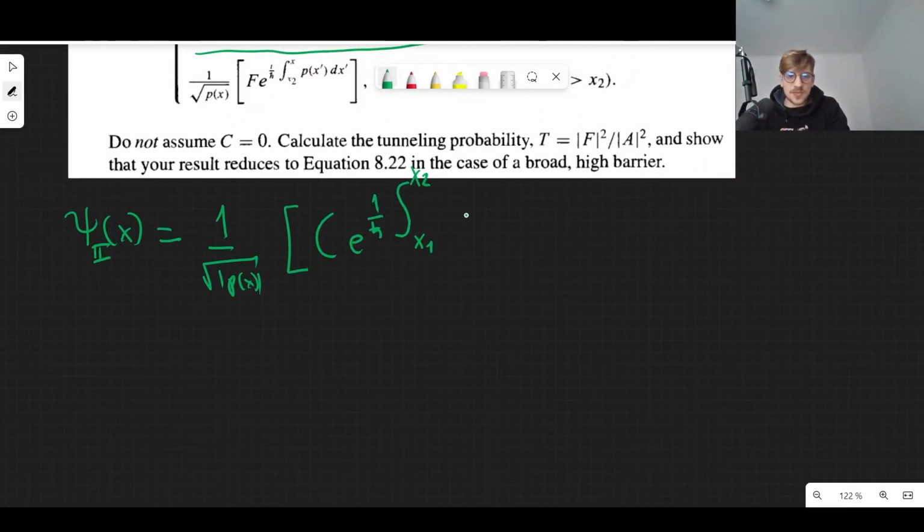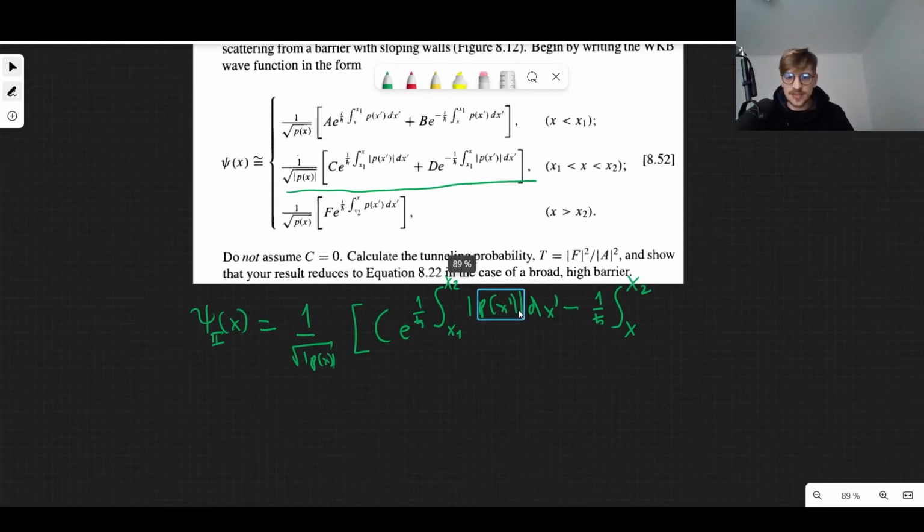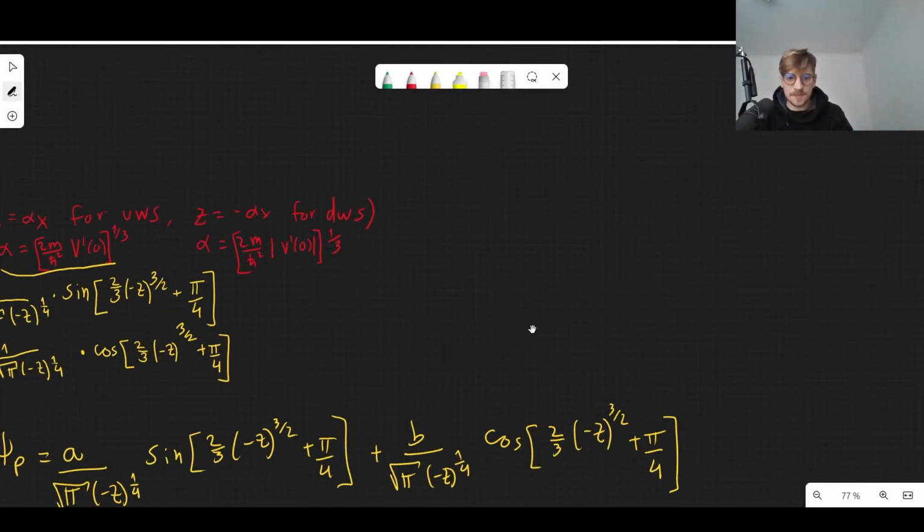So let's write this. So let me take a look. This is p(x') dx'. But for this to be legal, we have to subtract 1 over h bar and now the difference. So integral from x to x2. Right? So let's go back to the drawing to explain this.